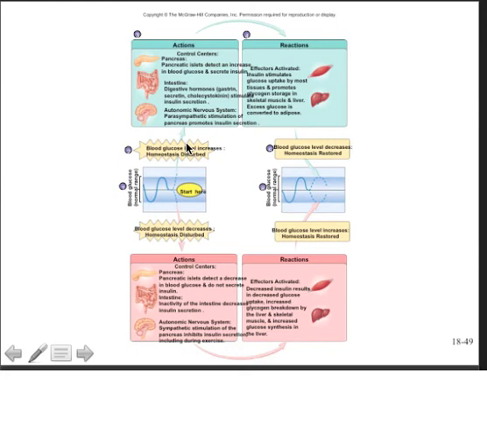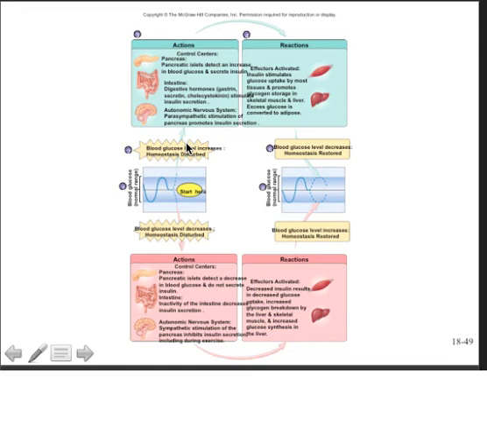In the intestine, the digestive hormones, gastrin, secretin, CCK, they stimulate insulin secretion, and the autonomic nervous system via the parasympathetic leads to stimulate the production of insulin. So there is a little bit of communication between the nervous system and the adrenal cortex.